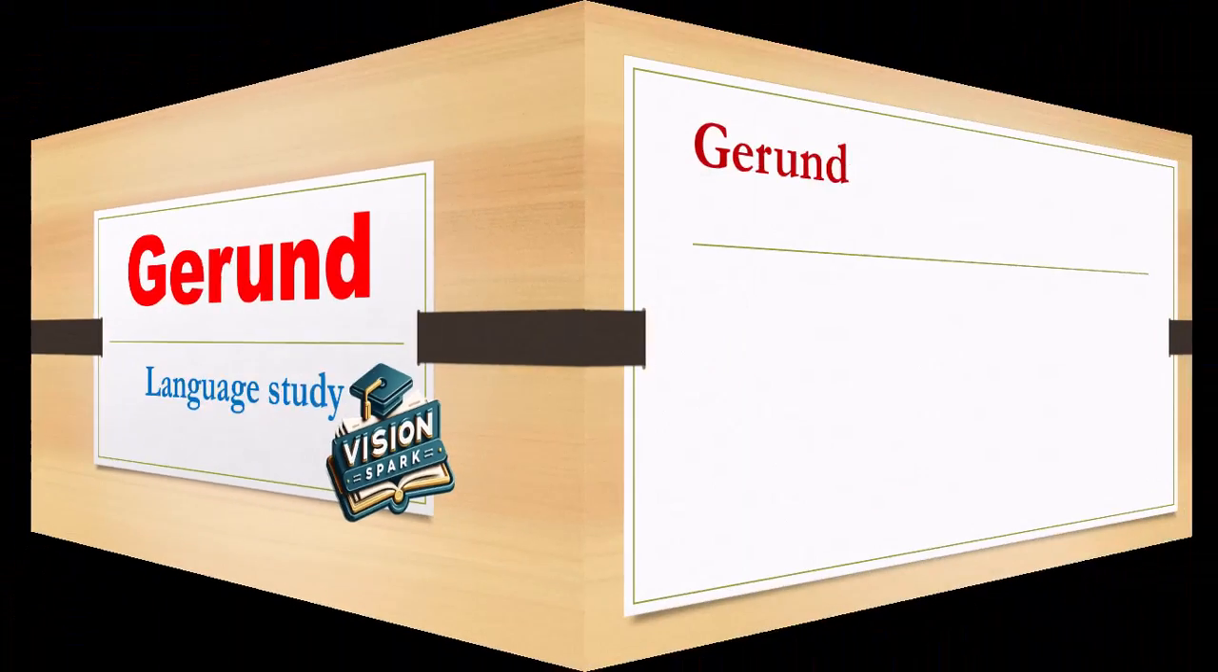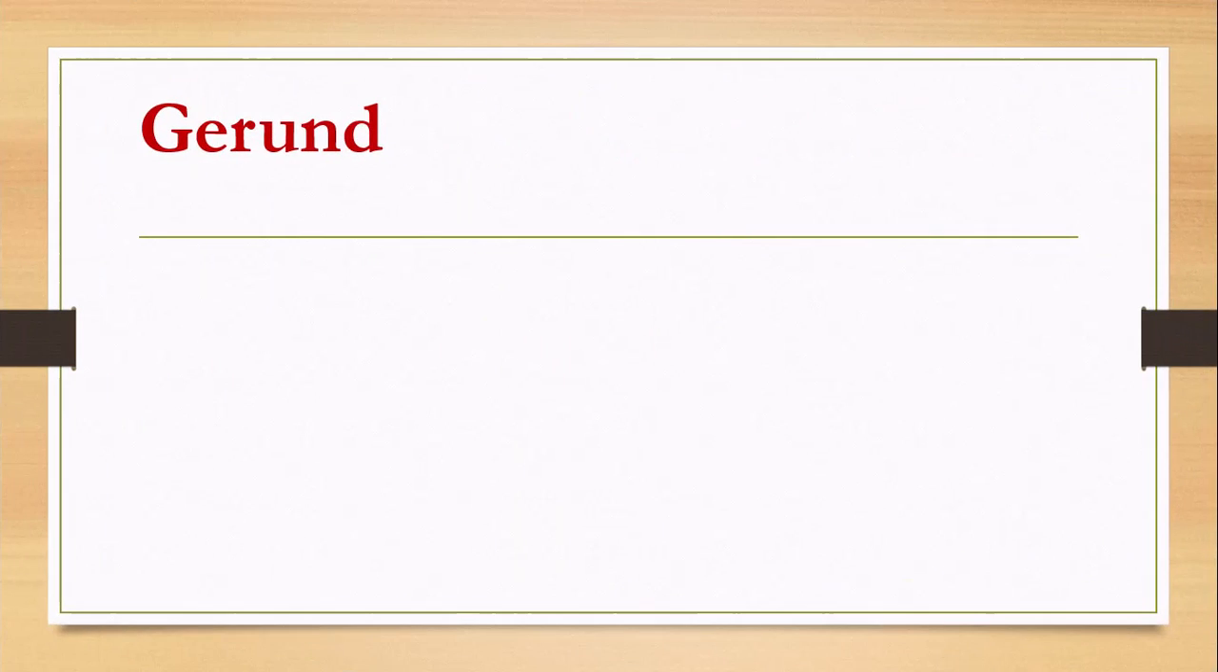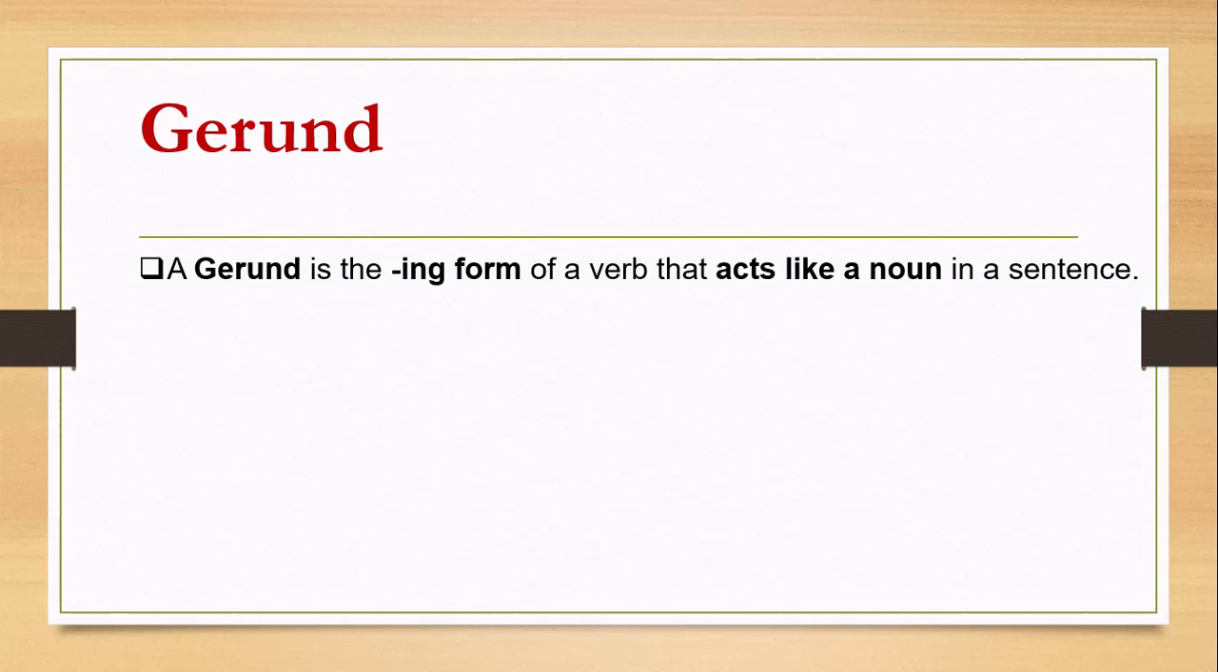Let's start today's topic: gerund. So what is meant by gerund? See, a gerund is the ing form of a verb that acts like a noun in a sentence. Very simple concept it is.